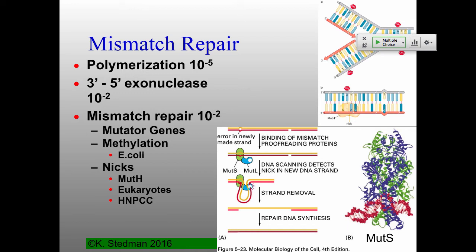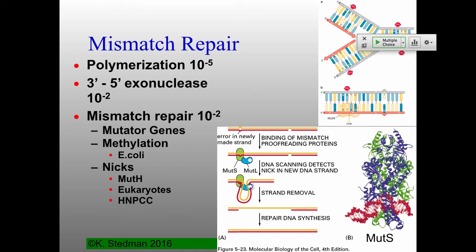This is methylation versus not. On the other hand, eukaryotes don't do this. They methylate DNA, but for all kinds of different reasons. They have to do with silencing. Again, we'll talk about that much later on. So what the eukaryotic system seems to do is look for nicks.